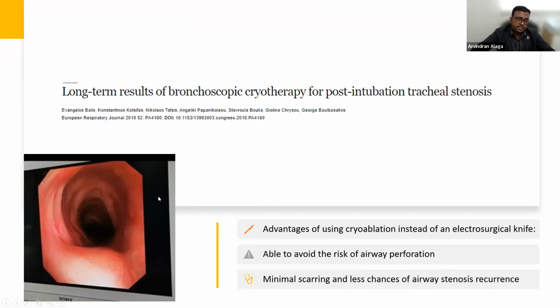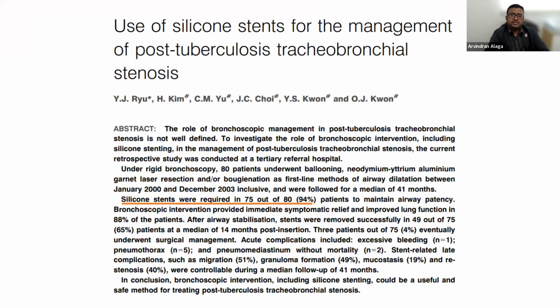So again, our cases are purely cryo alone, and we need more data before we prove our theory that cryo is going to be useful for subglottic stenosis or not. So again, how about stenting?